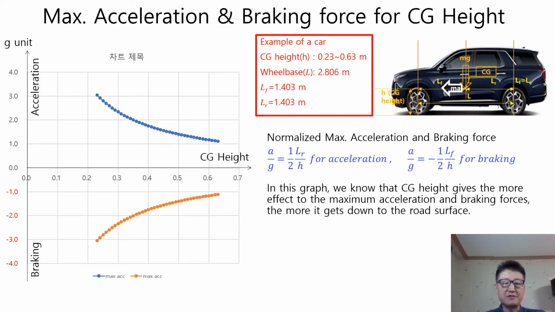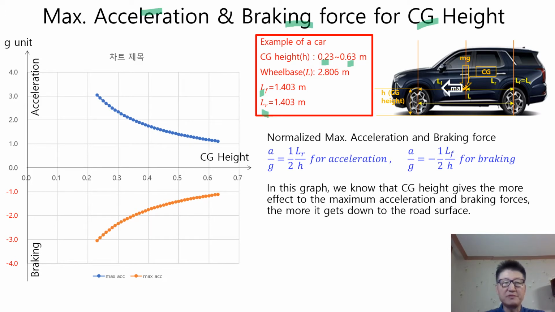This graph shows the maximum acceleration and braking force for CG height. Let's think about a vehicle with its CG at the center of the wheelbase. Therefore, L sub F is equal to L sub R. In this analysis, CG height is the independent variable with the range between 0.3 and 0.63 meter. This graph was drawn by Excel.